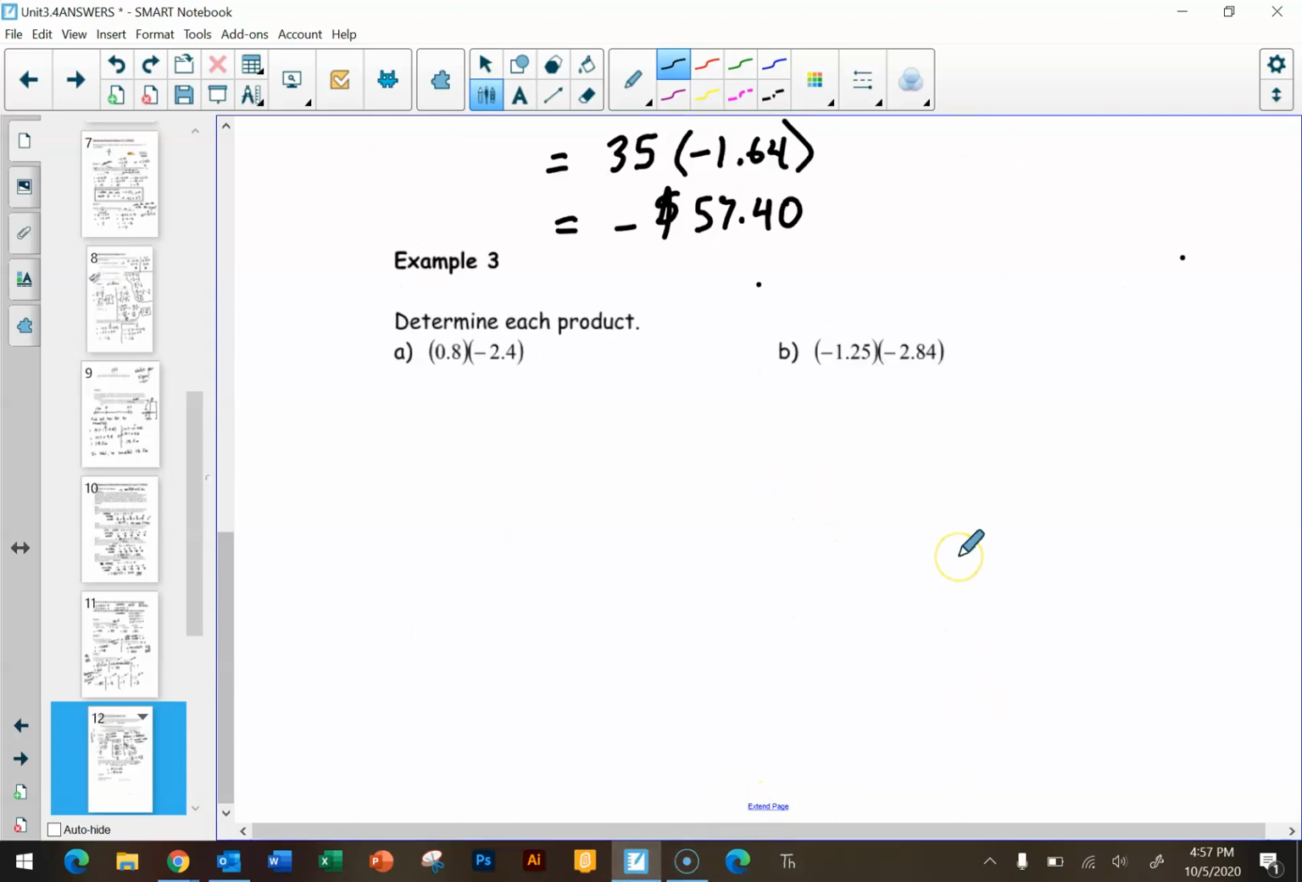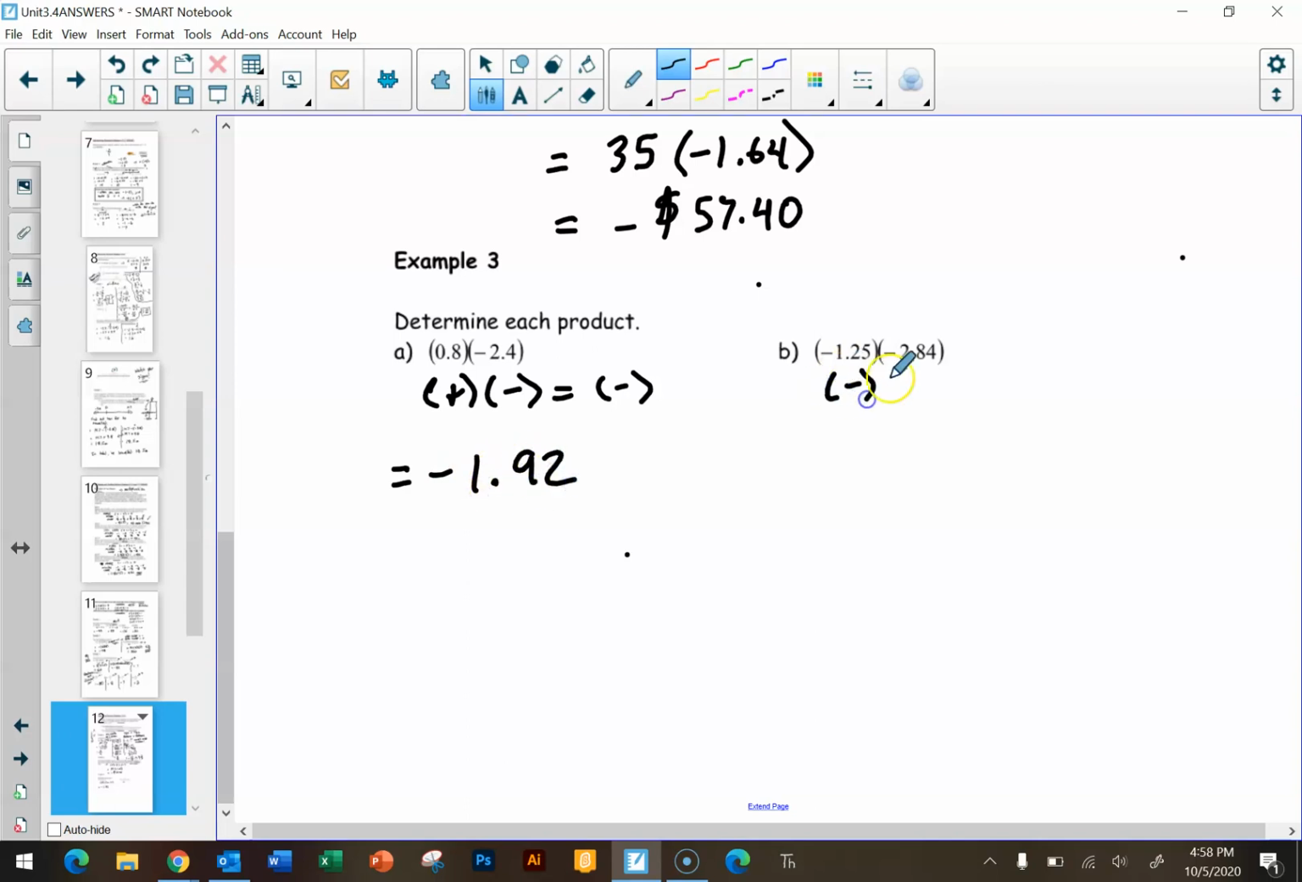All right, for example 3, determine each product. Now we've got decimals. So with decimals, let's just plug them in the calculator, but always decide first: is your answer going to be positive or negative? Well, positive times a negative is going to be a negative. So let's put the negative sign there, and then we just do the math. What's 0.8 times 2.4? Just do it on your calculator. So it's going to be negative 1.92.